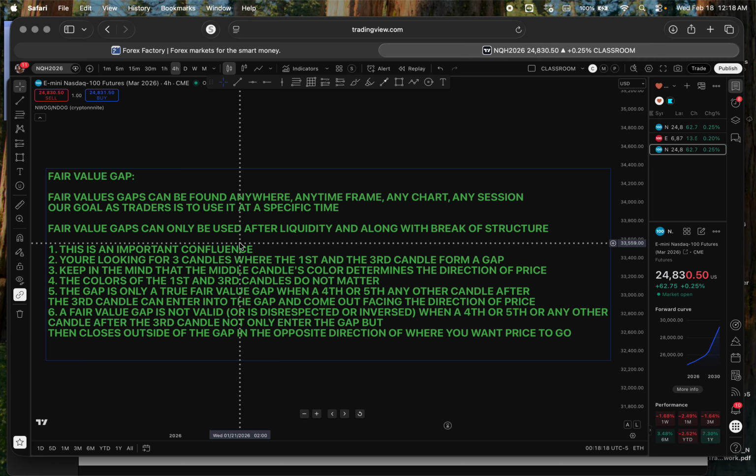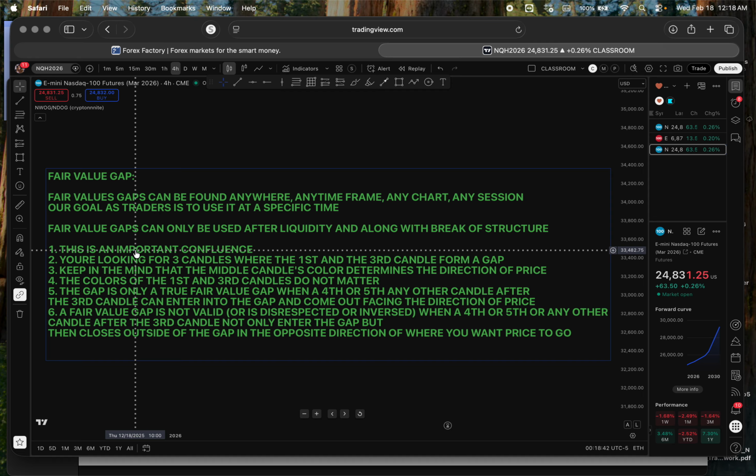When we look for it when it's near a key level, like your Asia high, your Asia low, your London high, your London low, your 4 hour highs, your 4 hour lows, your 1 hour highs, your 1 hour lows, your relatively equal highs, and your relatively equal lows. Those are the only times we care to see a fair value gap, right? So the right time and the right key levels. This is a very important confluence.